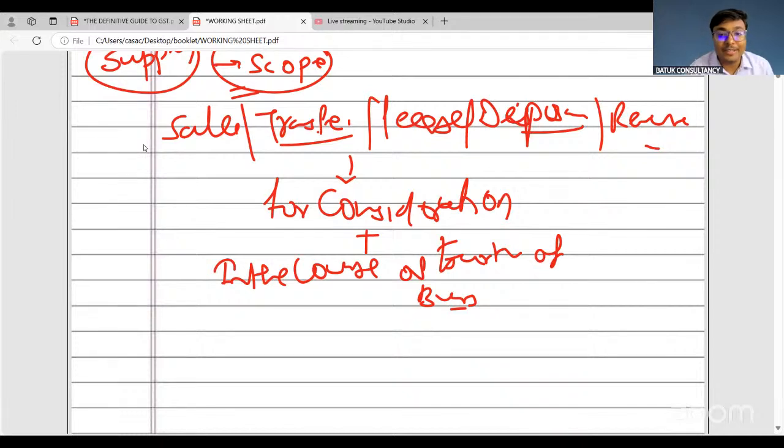Because if we treat transactions without consideration, then there may be multiple transactions in the industry but no flow of money. Yes, the government wants to collect the revenue, but the government also wants the flow of money in the market. So for that purpose there is a requirement to insert a condition, that is consideration.